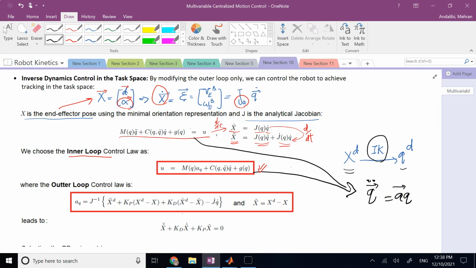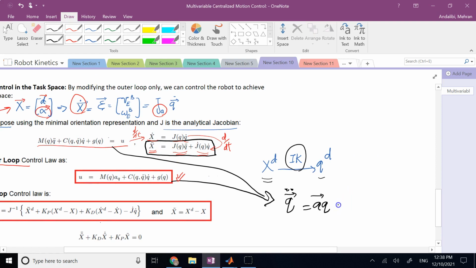Well, look at here. If I want to find my q double dot from that relation, it is going to be x double dot minus J dot q dot. So I took this term to the left hand side and then multiplied both sides by the inverse of J. That should give me the q double dot, that now I set equal to a of q. Sorry, J inverse.